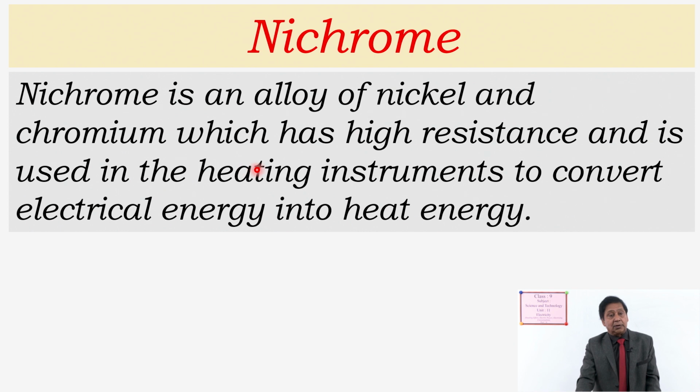So many points are told in this introduction of nichrome. It is an alloy. Alloy means a mixture of metals. Which metals are used? Nickel and chromium. Second, its property is told: it has high resistance. And thirdly, its use is told. Where is it used? In heating instruments. And why? To convert electrical energy into heat energy.